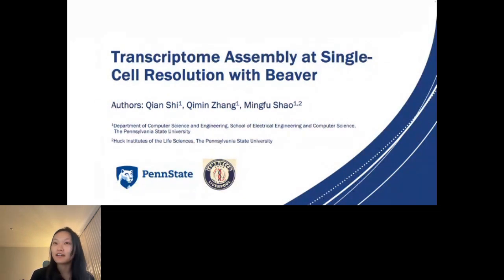Yeah, okay. My name is Qian Shi, and today I'm delighted to introduce our work Beaver, our method to accurately assemble transcripts at single-cell resolution. In this talk, I will walk you through why this problem matters biologically, the unique computational challenges we face, and how Beaver addresses them effectively.